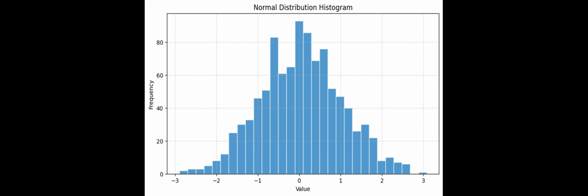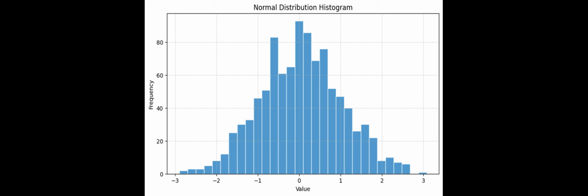Visual features. The histogram uses 30 bins, dividing the data into 30 intervals. Each bar's height shows how many values fall within a given range, the frequency. Bars are colored in blue, 2E861, with white edges for contrast, and have 80% opacity for better visibility. The plot has a title, normal distribution histogram, x-axis, value, the range of the data, y-axis, frequency, how often values occur. A dashed grid makes it easier to interpret the bar heights.